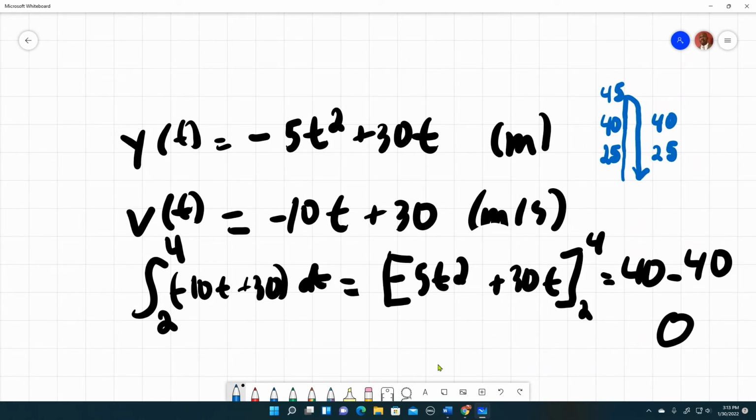So this is when t is 2, and this is when t is 4. It starts off at 40, and it ends at 40. So that means this value 0 is the displacement. It's not the distance because it traveled 5 units up and 5 units down. So the distance traveled was 10, but the displacement was 0.